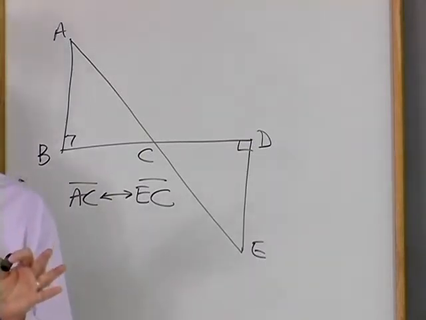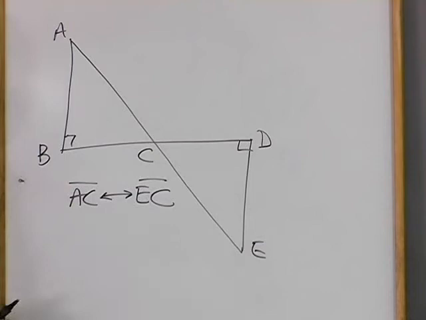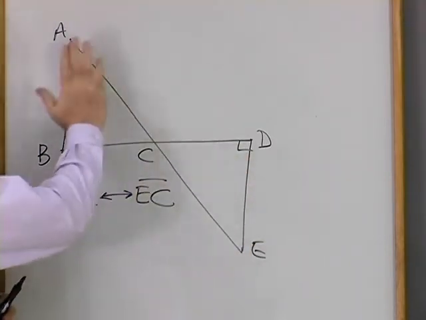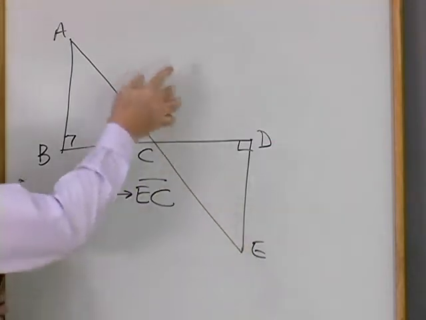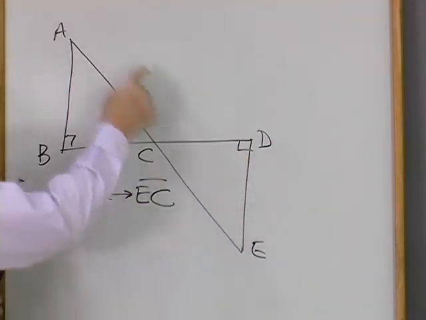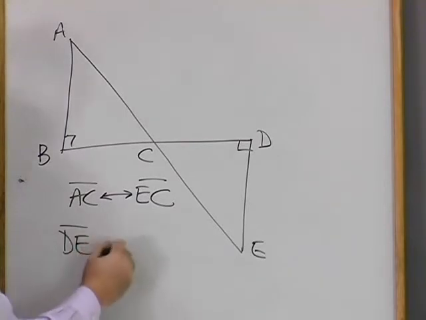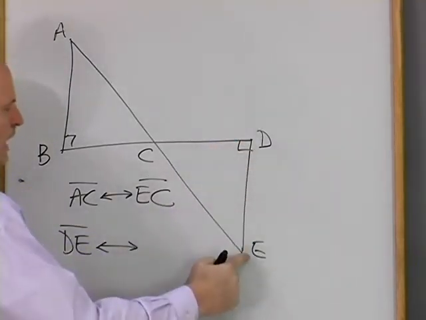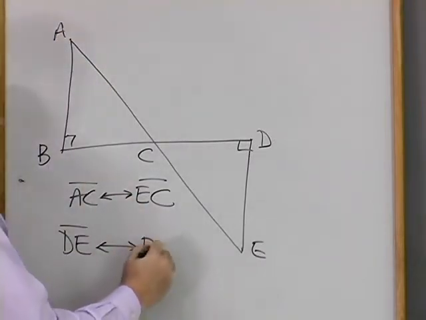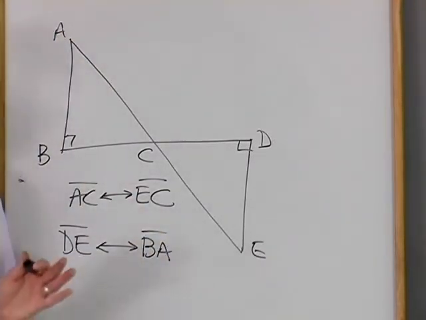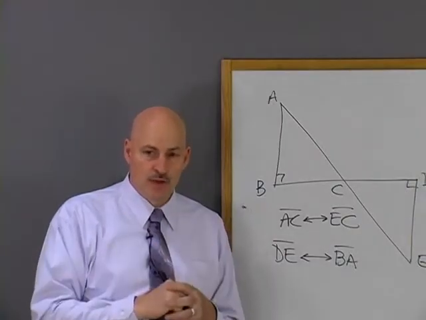Some people really struggle with this. So if you're one of those people, you might have to almost cut this out, draw it, and pick it up and put it over here so that you can see that if you flip this and turned it, the E would be up here, the D would be over here, the C would be on top of itself. Okay, how about this one? DE corresponds to, starting at the right angle, going away, BA. Take your time on this, but this is good. Okay? So we're looking at corresponding parts of congruent triangles.